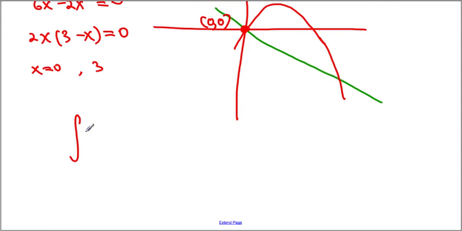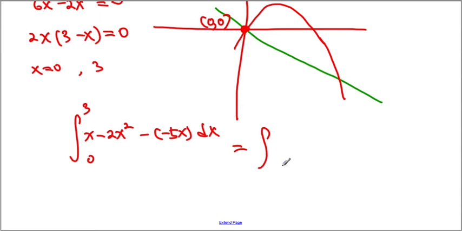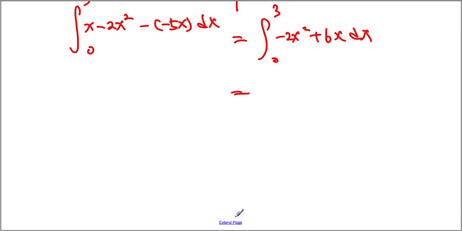Upper was x minus 2x squared minus negative 5x dx, which goes from 0 through 3. And this will be equal to the integral from 0 through 3 of negative 2x squared plus 6x dx. Here we end up getting negative 2x to the third over 3, and then plus 3x squared, which goes from 0 to 3.